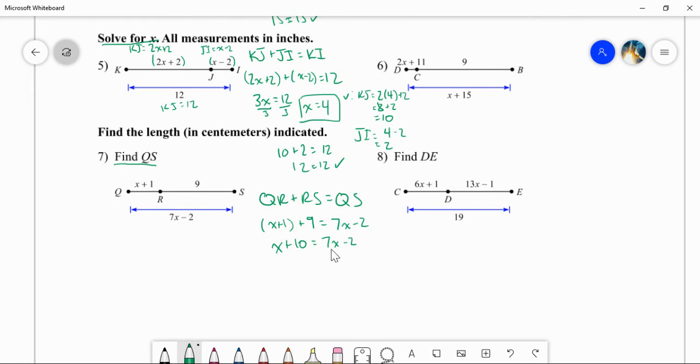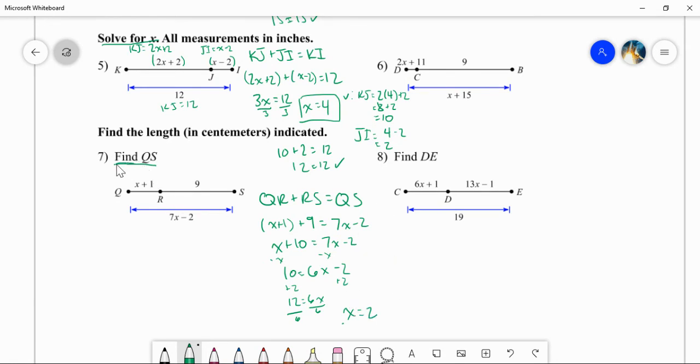Now, I don't like having negative variables, so I'm going to leave the 7x there. I'm going to subtract x from both sides, and I get 10 is equal to 6x minus 2. Then I'm going to add 2 to both sides, and I get 12 is equal to 6x. Divide both sides by 6, and I get x is equal to 2. Okay, now this is important. I'm not going to box this, because this is not my solution. This is just what x equals.